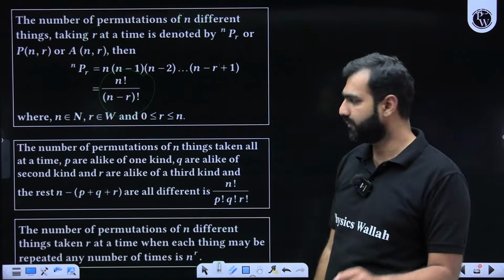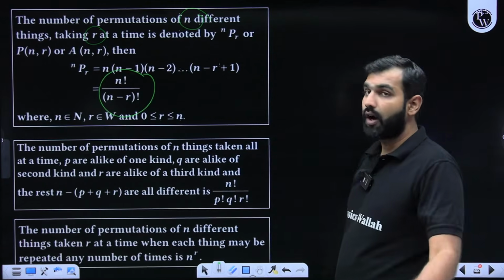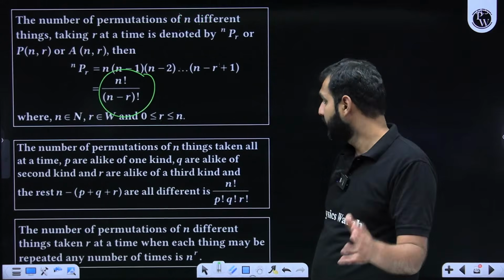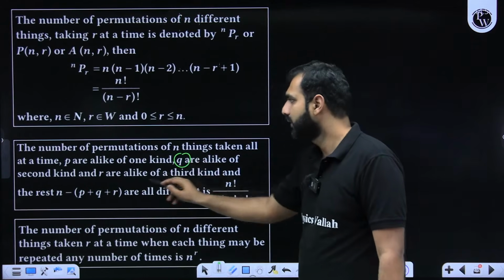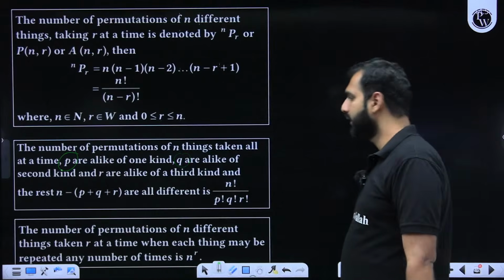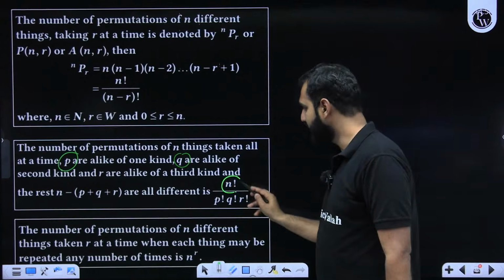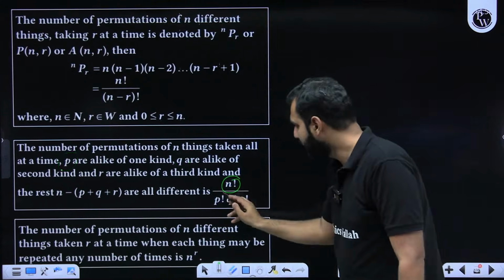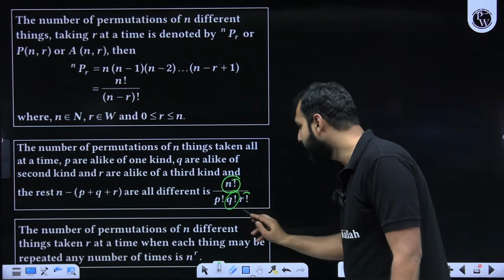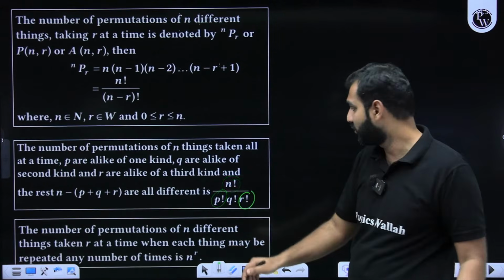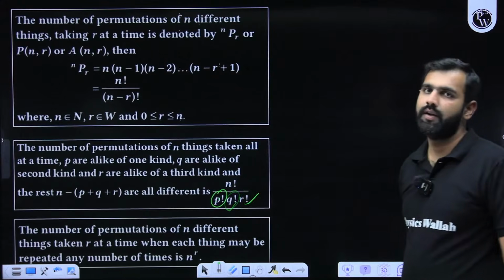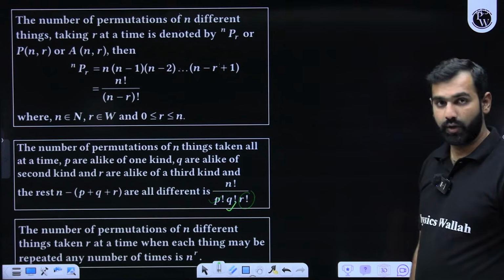You know the formula. But if out of those N objects, some are alike, some are of the same type, then how do you arrange it? N objects at N places can be arranged in N factorial ways, but the alike ones are not forming any different arrangement. That's why we divide by P factorial, Q factorial, R factorial. I hope you remember that.